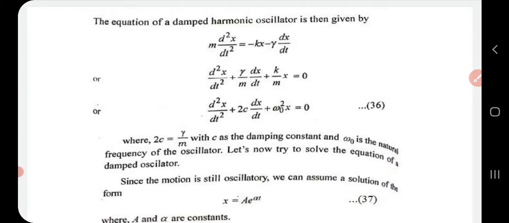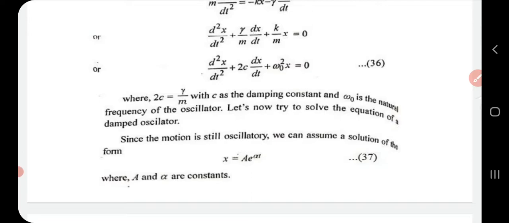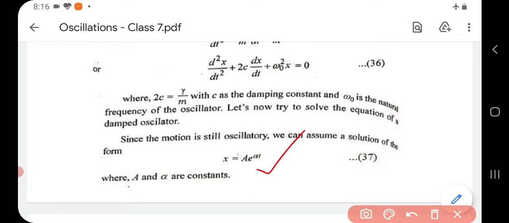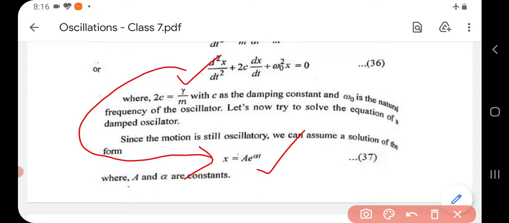Now we are going to solve the equation of a damped oscillator. For that, we will assume a solution of the form x equal to a e raised to alpha t, where a and alpha are constants. This is your equation for a damped harmonic oscillator: d square x by dt square plus 2c dx by dt plus omega 0 square x equal to 0. Let us assume a solution of the form x equal to a e raised to alpha t, where a and alpha are constants.